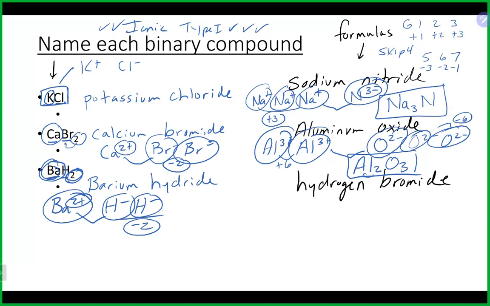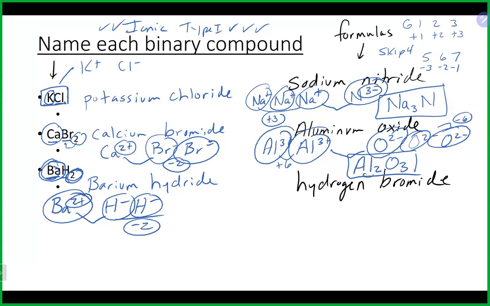Hydrogen bromide. This is a little tricky one because hydrogen is what type of metal? What type of element? That'd be a better question. Hydrogen is actually a non-metal, and bromine is a non-metal, actually. These are two non-metals together in this case.